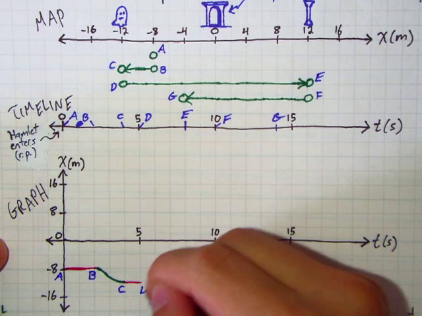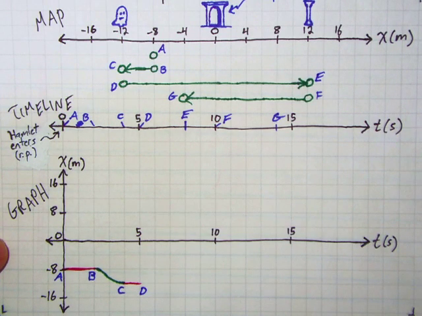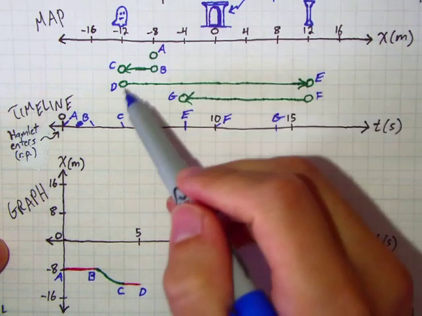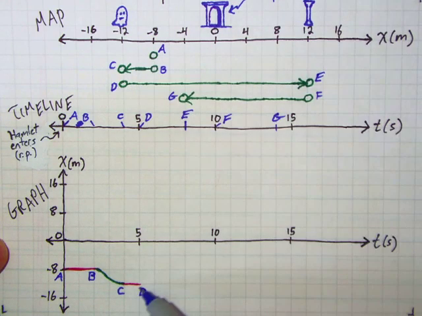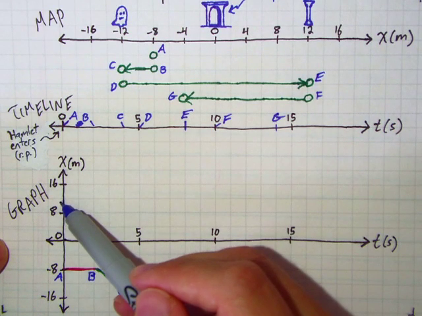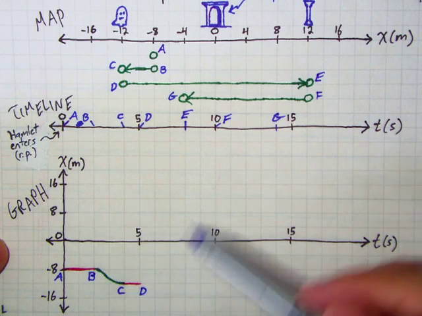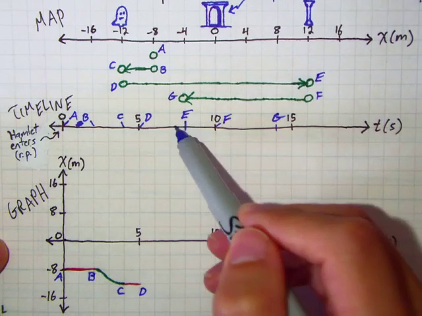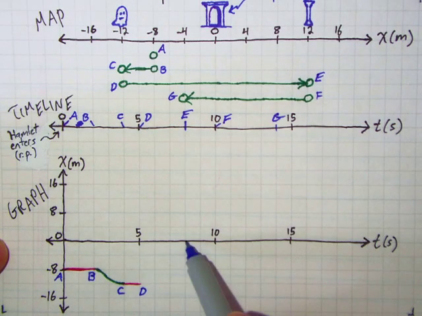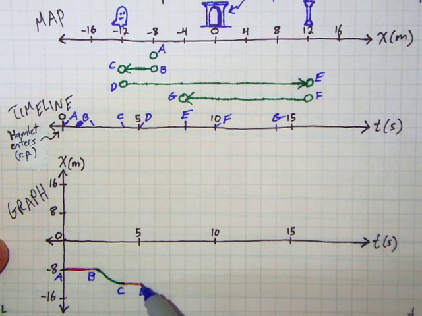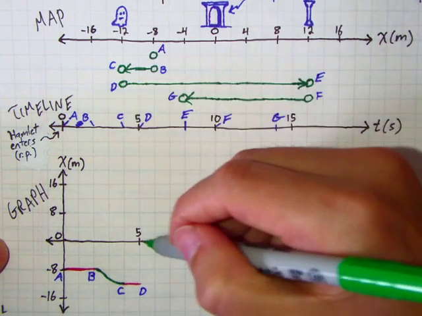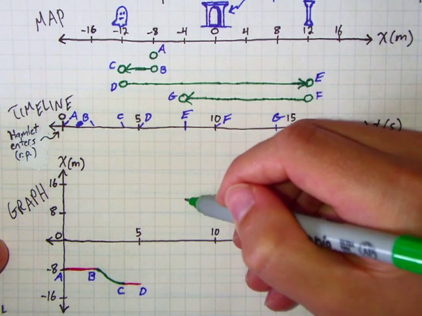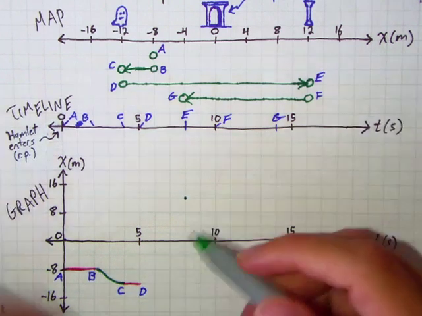Event D, she shrieks and starts to dash across the room. How far does she go? From negative 12 all the way up to 12. And it's going to take her 3 seconds to do it. From D to E, 3 seconds. So in these 3 seconds, she's going from negative 12 all the way up to 12. So let's mark her ending point. 3 seconds later, she's going to be at 12 meters.